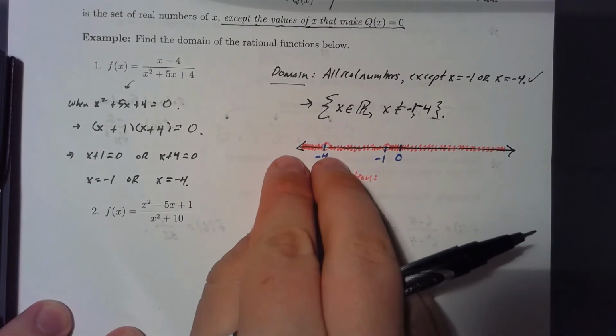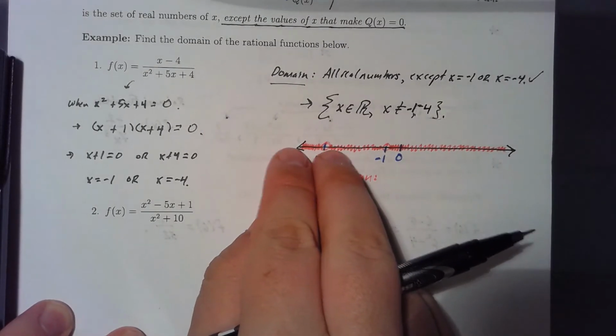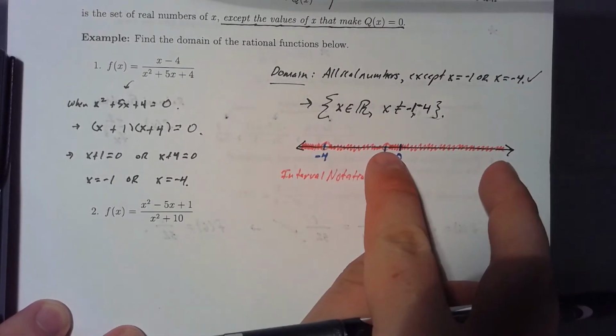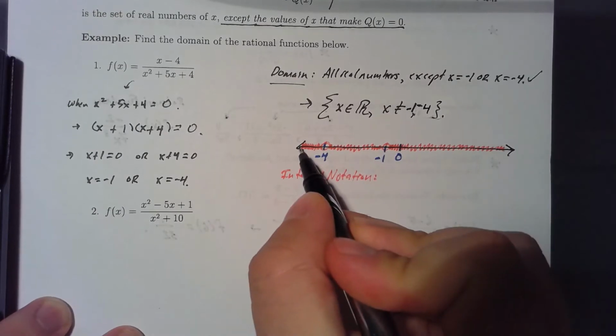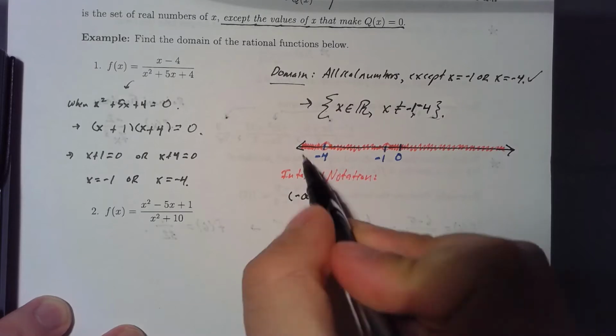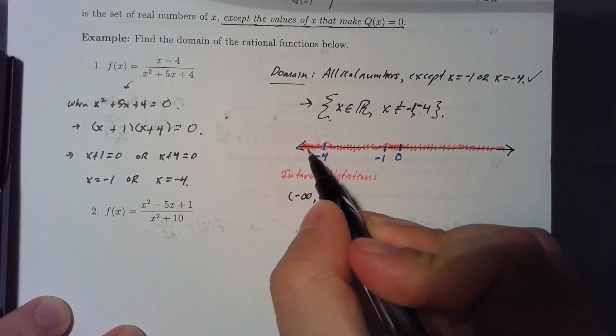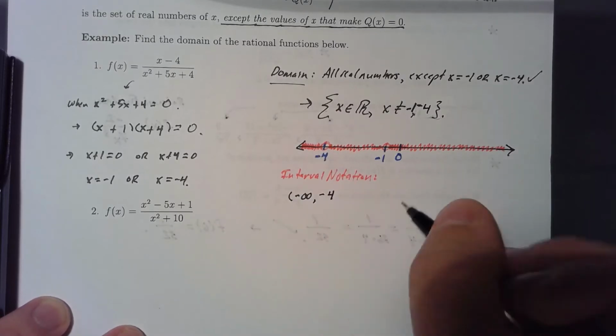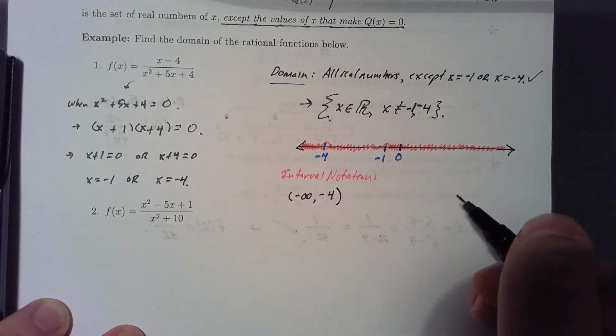So we have to describe three intervals here. This set, and this set. So what's the smallest value on this interval? Well, it's going to be negative infinity, right? Because this keeps going off forever and ever, all the way up to negative 4. But negative 4 is not part of it, so it's open.